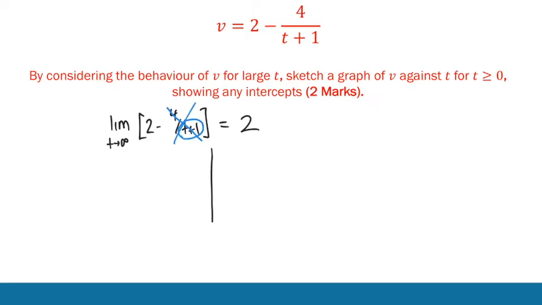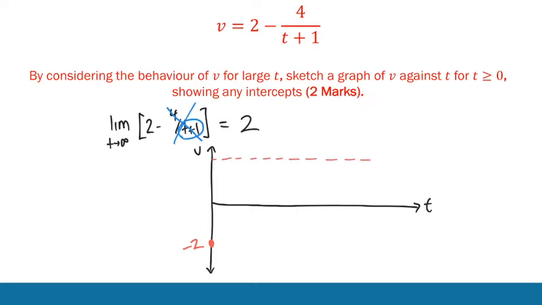Let's now get into the graph. So we draw our axes, time on the horizontal, velocity on the vertical. And let's put in the information we know. We know that the initial velocity is -2. So we'll put that intercept down there. And we know that it's approaching a value of 2. On a graph, this represents an asymptote. So I'm going to dot in a line here. That's v equals 2.